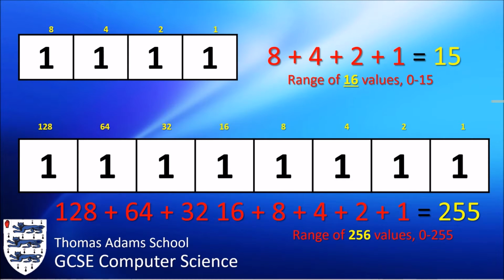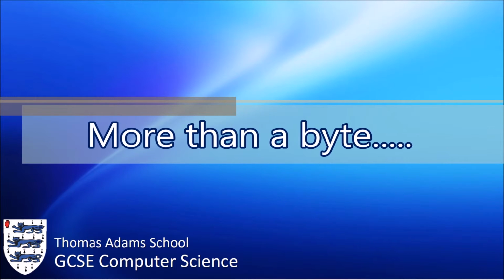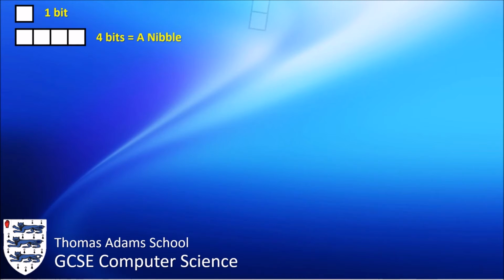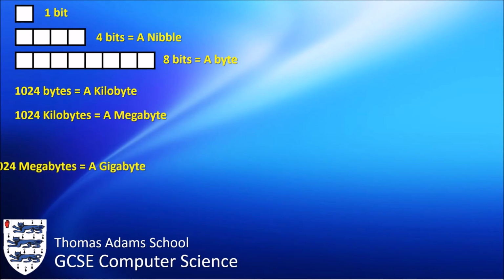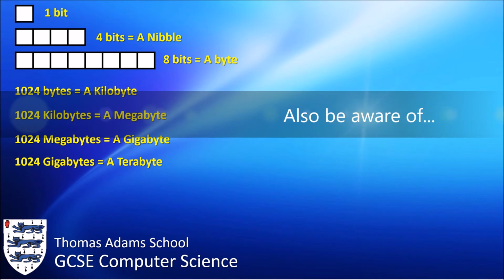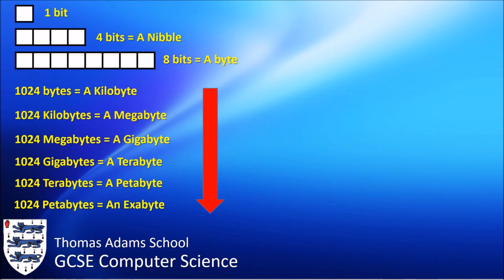We know what a bit is, we know what a nibble is, and we know what a byte is, but we also need to know about combinations of bytes. So if I take 1024 bytes, we call that a kilobyte. And as you can see from this, the key value you need to know is 1024. Also be aware that there are values higher than a terabyte.